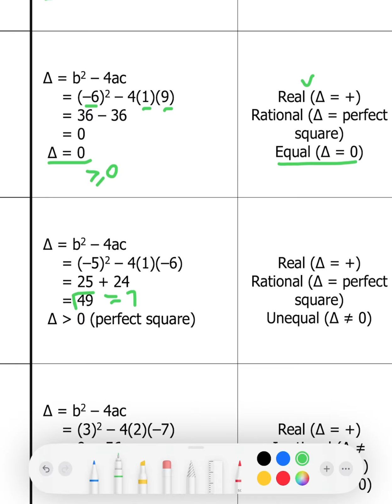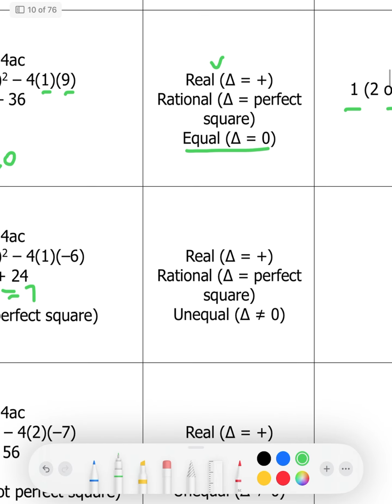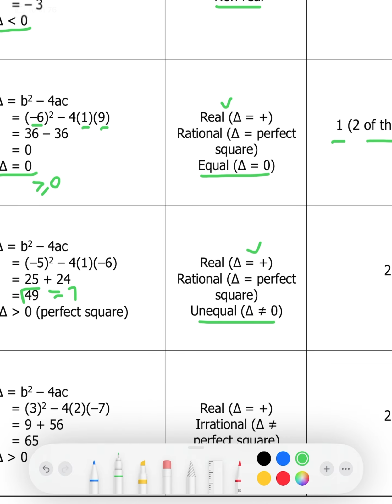Also, with the case where you are getting a number greater than 0, but the number is not a perfect square, we say the roots are irrational. We say they're irrational, and they are still unequal because there are 2 different ones, and they are real. So that's all about the nature of roots.